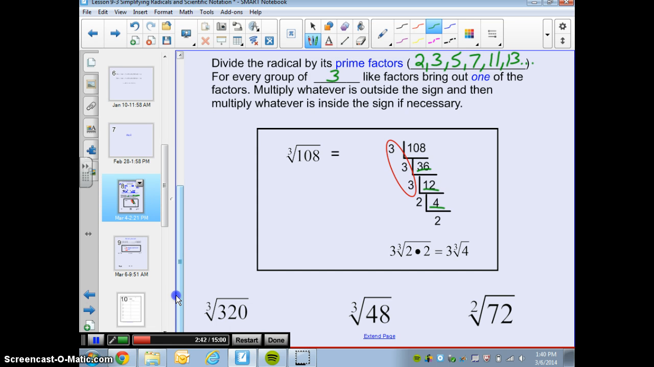Now, if you notice, I've got 3 3s circled. Because I have a group of 3, I'm going to take those out and leave whatever's left behind underneath the radical. So in our answer down here, we have that 3 that got pulled out, that group of 3. And then my 2s were brought down here. They're left inside, and we're going to multiply those together because they are factors, right? So our final answer would be 3 cube root 4.